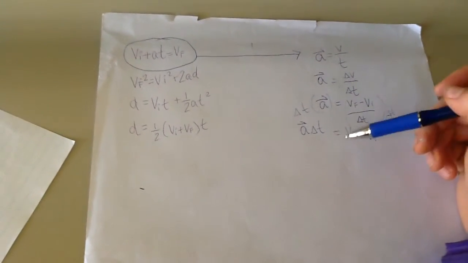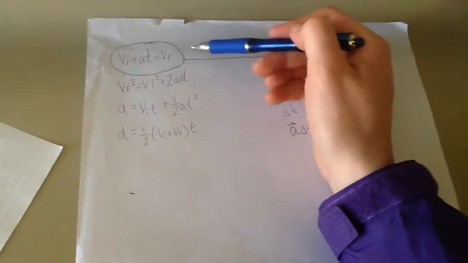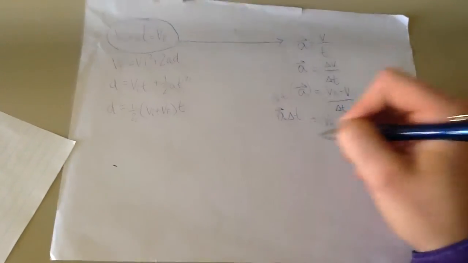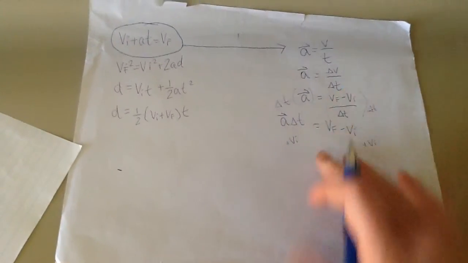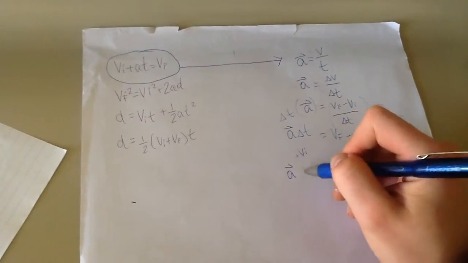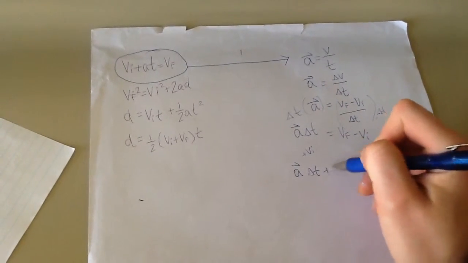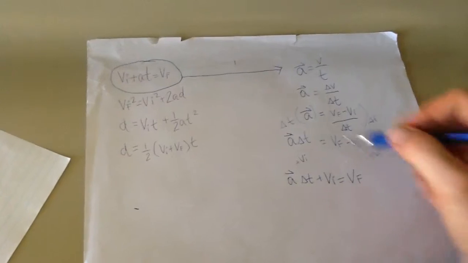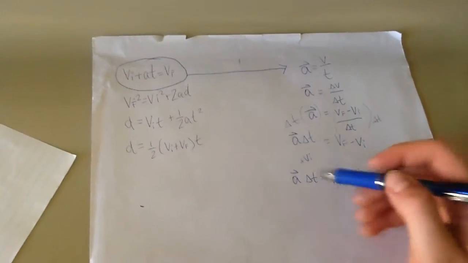Now, in order to get that formula to look like this one that we have up here, all we have to do is add Vi. Add Vi, and here we go. We have acceleration, change in time, plus Vi equals Vf. That is the exact same as that formula, so I'll write it out in the exact same way.